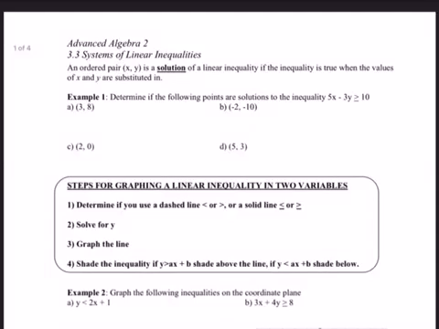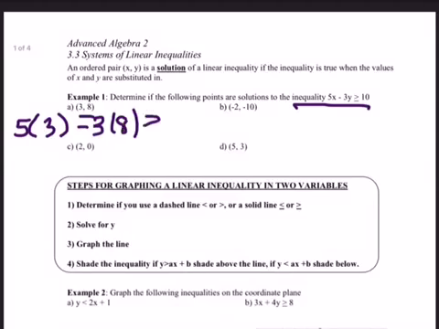So in order to determine if a point is a solution to an inequality, we're going to plug in the point in for x and y and see if it makes it true. So in this case, I'm going to say 5 times 3 minus 3 times 8, and I want to know, is that in fact bigger than or equal to 10? So I've got 15 minus 24, which is not bigger than 10, so this is not a solution.